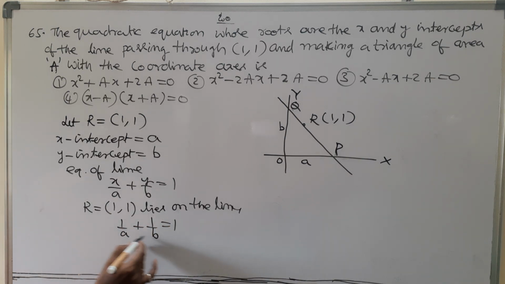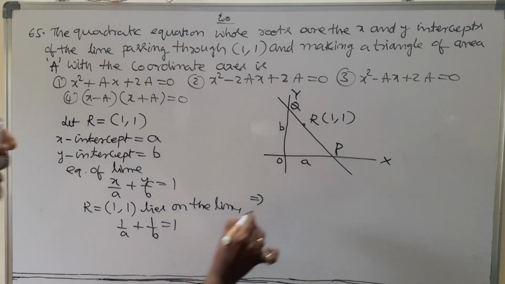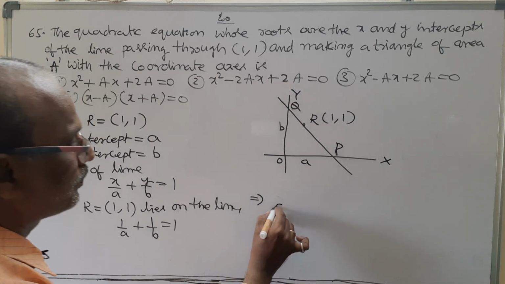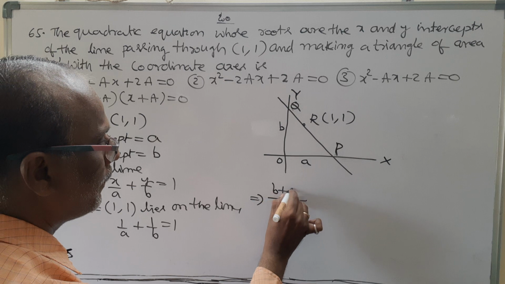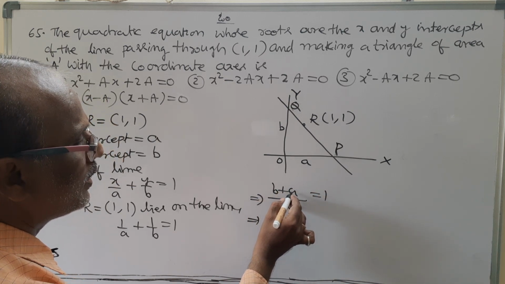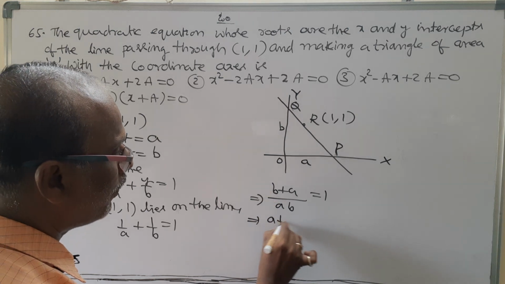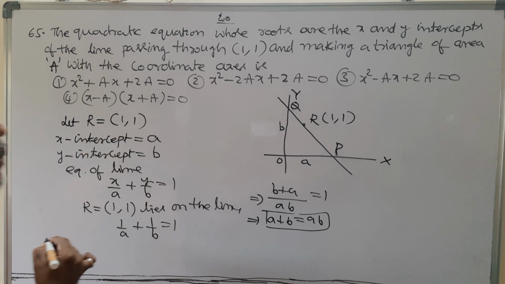Here AB is the LCM. So b plus a equal to ab. B plus a is same as a plus b. A plus b is equal to ab. This is one condition: a plus b equal to ab.